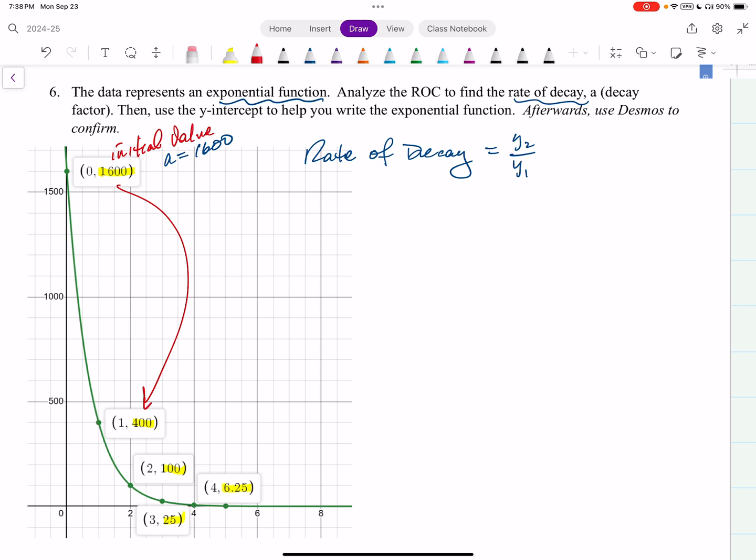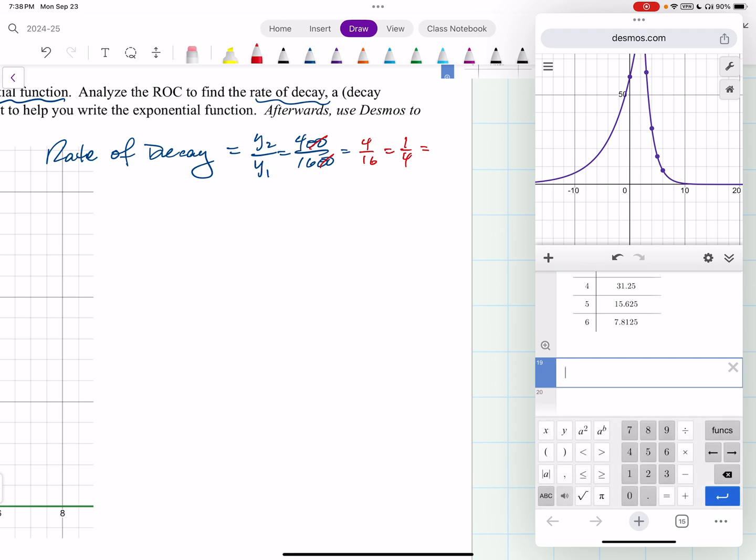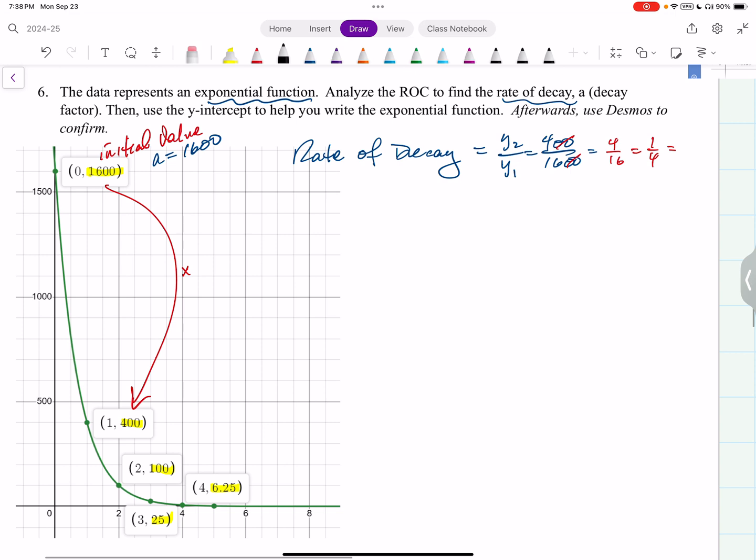So to go from here to here, what do you multiply by? Well, let's find out. We're going to take our second value, which is 400, divided by 1600. And if you simplify a little bit, you get 4/16, or 1/4. If you did it with a calculator, you get 0.25. So you take 400 divided by 1600 with the calculator, and you get 0.25, which is 1/4. So we have 0.25. There's your rate of decay.